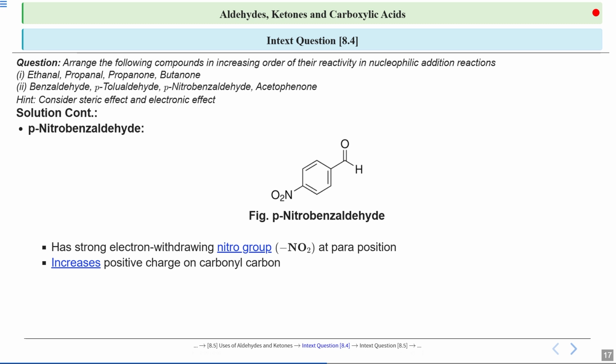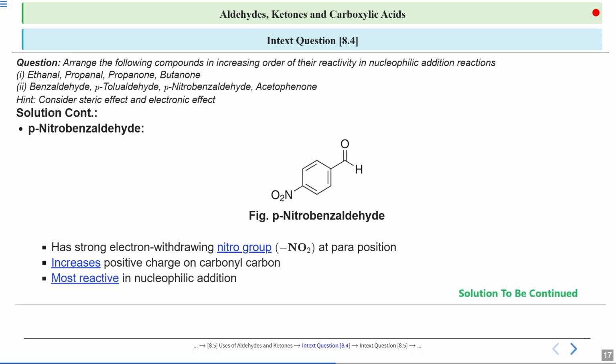This nitro group is electron withdrawing in nature, so it is withdrawing electron density from the ring as well as from the carbonyl carbon. So it increases the positive charge on the carbonyl carbon. So it makes the carbonyl carbon more susceptible to attack by nucleophiles, which are electron-rich species, because the carbonyl carbon of this particular compound is very much hungry, in need of electrons. So the incoming nucleophile finds it easier to attack this carbonyl carbon. So it is more reactive in nucleophilic addition.